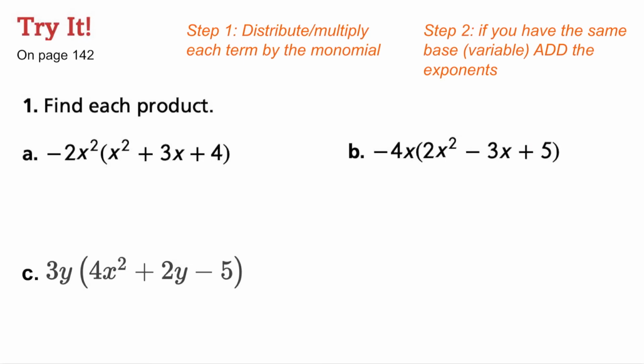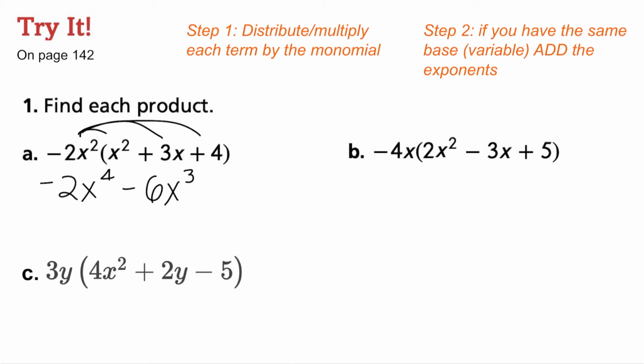Find the product of these 3 problems. You can use the steps that are written above. To find the product of each of these, remember that you're going to be multiplying your coefficients and then using your exponent rules. So when we multiply the coefficients, just remember your rules for positive and negative numbers.